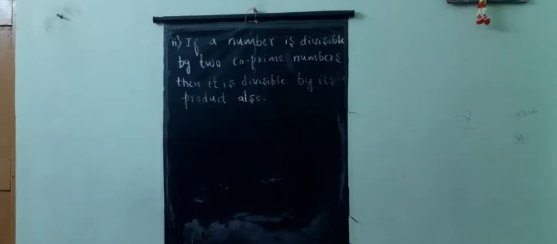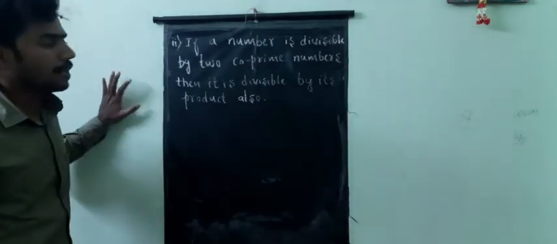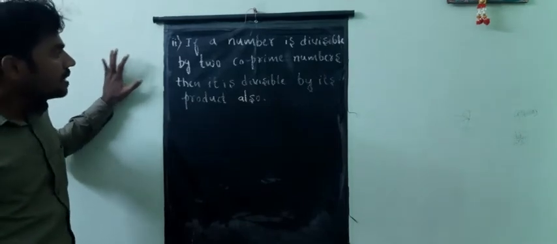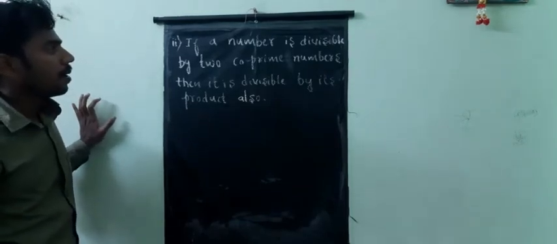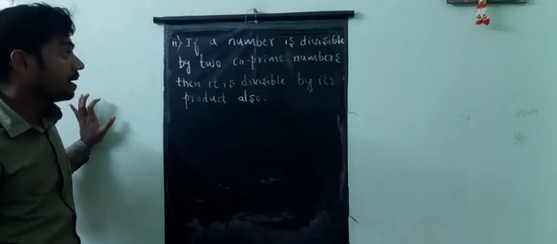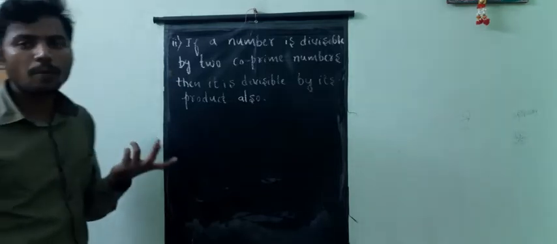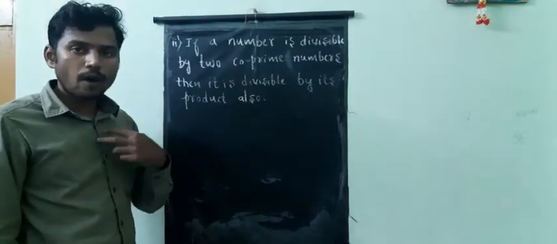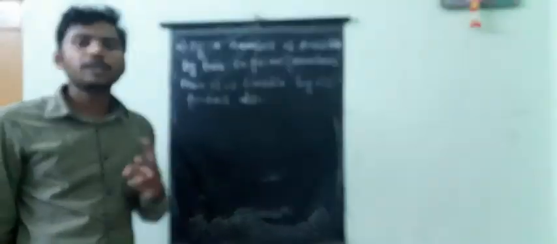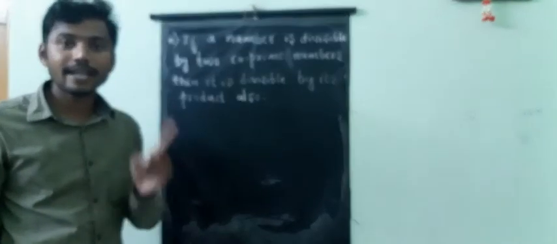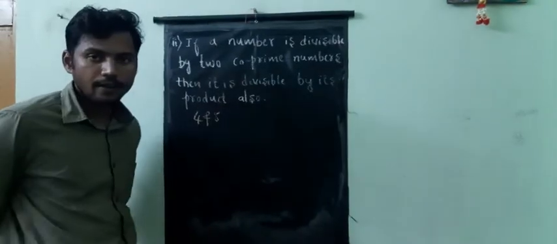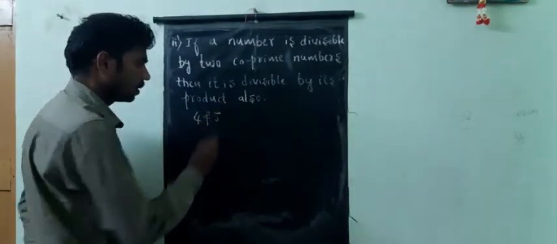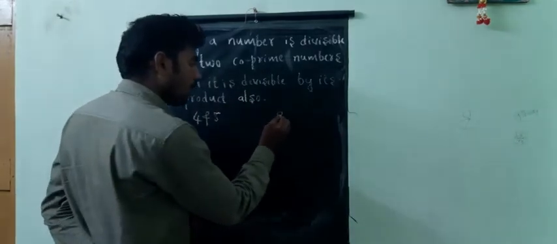Next divisibility rule is, if a number is divisible by two co-prime numbers, then it is divisible by their product also. What do you mean by co-prime numbers? Two numbers are co-prime if they do not have any common factor except 1. One such pair I will take is 4 and 5. I'll take one more number, 80.